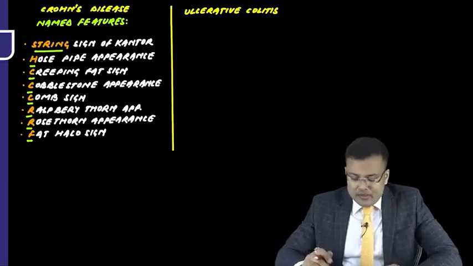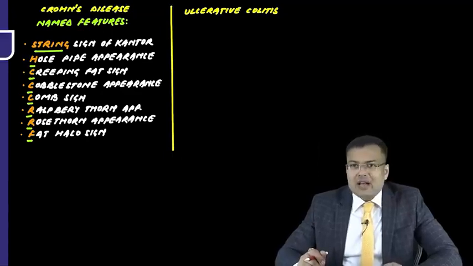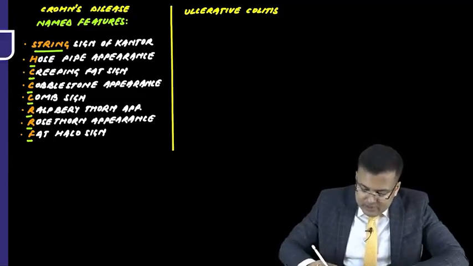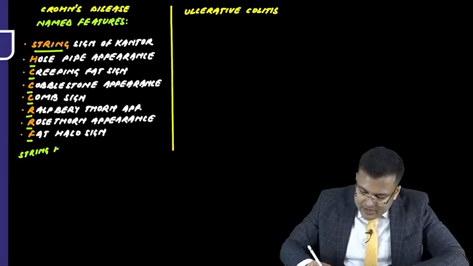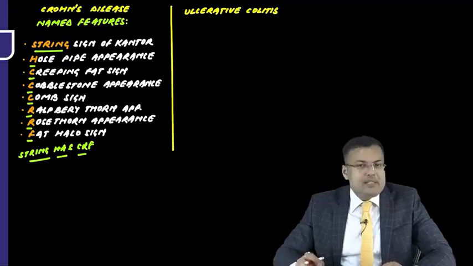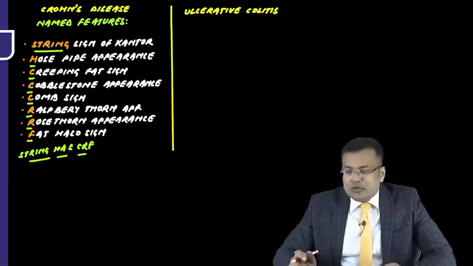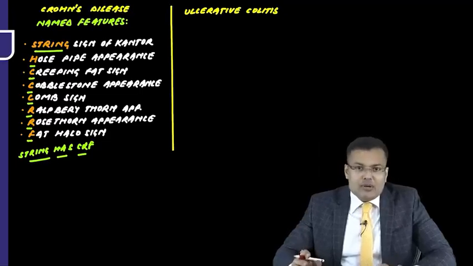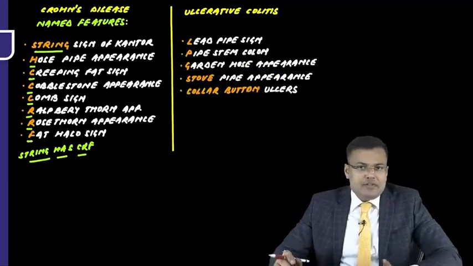So how to remember? For Crohn's disease, the mnemonic is STRING HAS CRF. String, sign of Cantor. H means hose pipe appearance. C means creeping fat sign. Cobblestone, comb sign. R means raspberry thorn or rose thorn appearance. And F, that is fat halo sign. So string has CRF. What are the named features of ulcerative colitis?